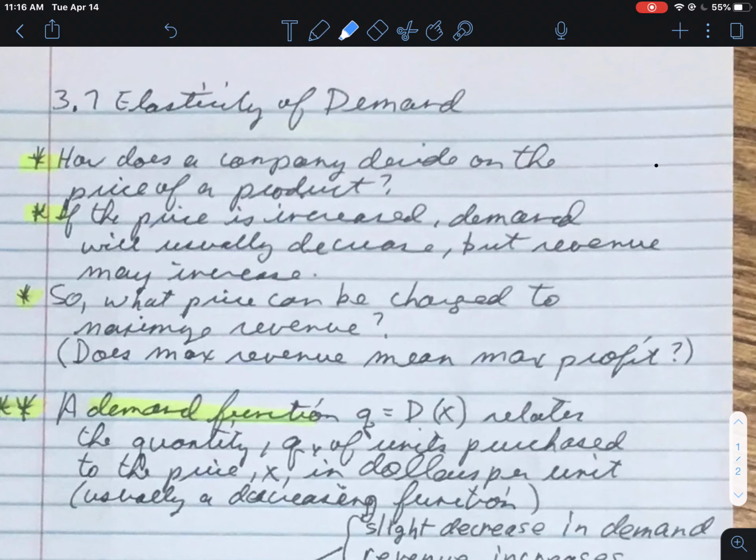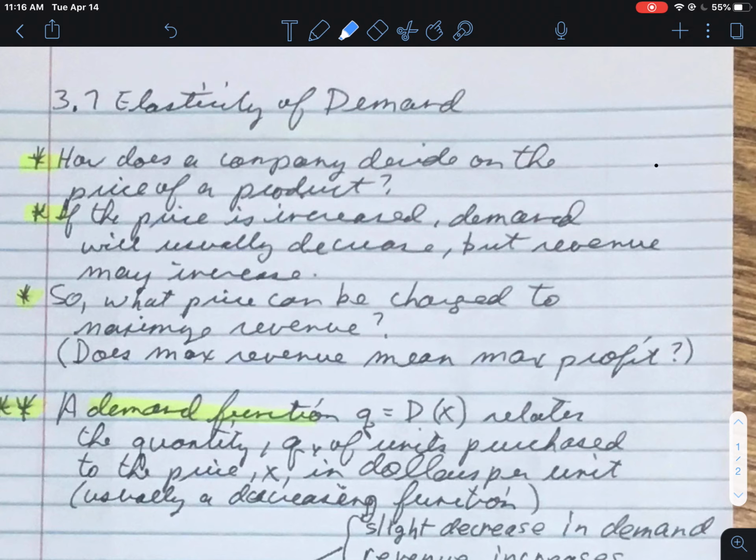Section 3.7, Elasticity of Demand. This will tie back a little bit to that last section where we were talking about revenue functions, right? Maximizing revenue, that idea. So there's a little bit of tie back to what we had talked about in that section. So we'll review a little bit of that and carry it forward.